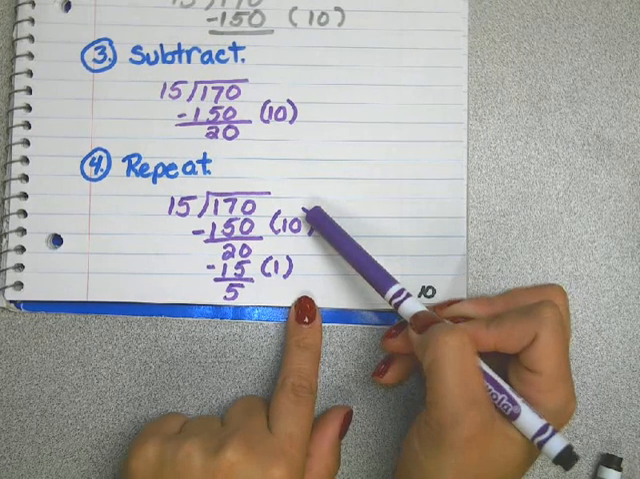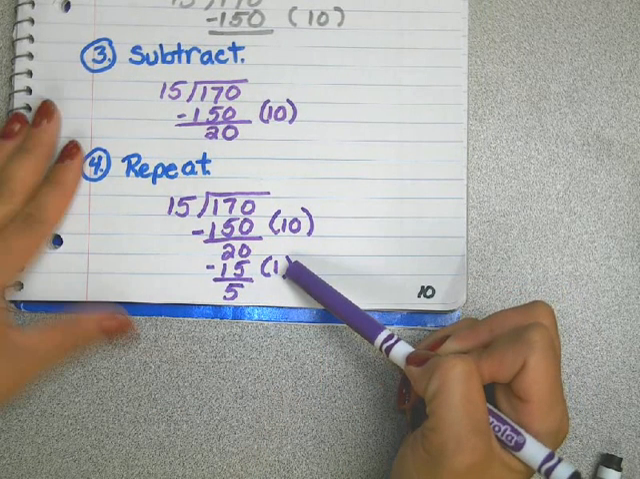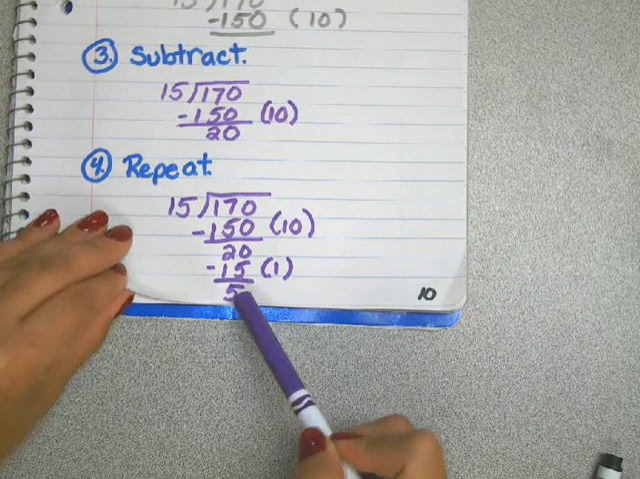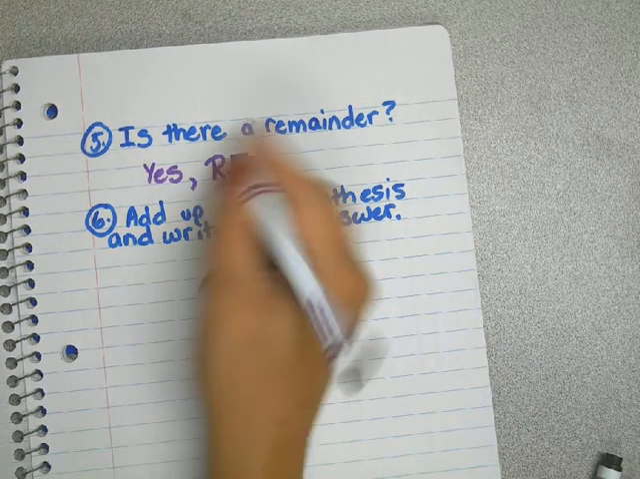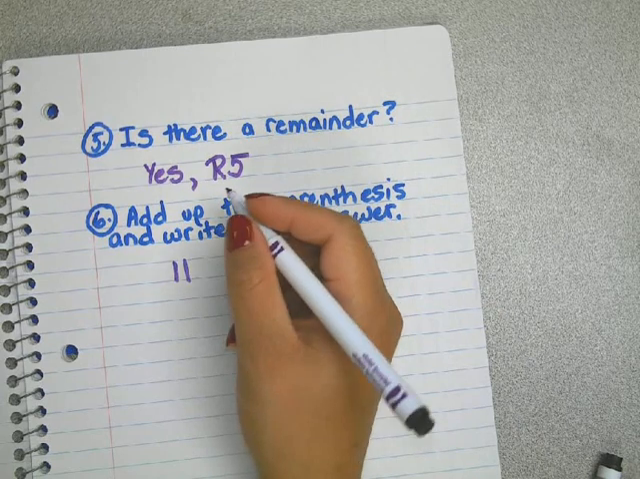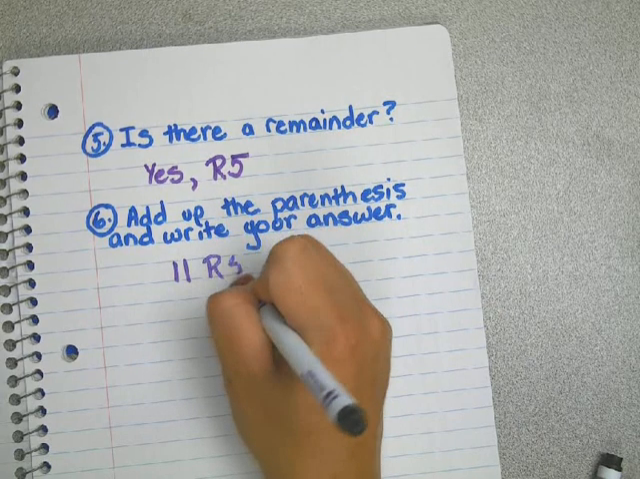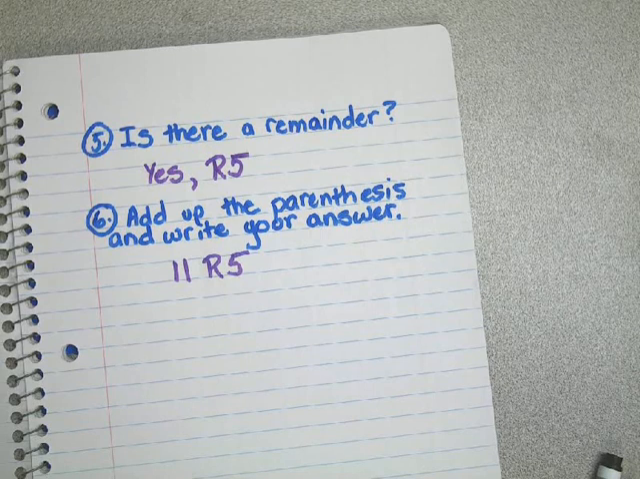Alright. So, by adding up the parentheses, I'm going to come back to where I have my problem. What's 10 plus 1? 11. And then we said we had a remainder. So my answer is 11, not 16. Remainder 5. Literally what that means is 11 groups of 15 with 5 left over. Circle your answer. Step 7.